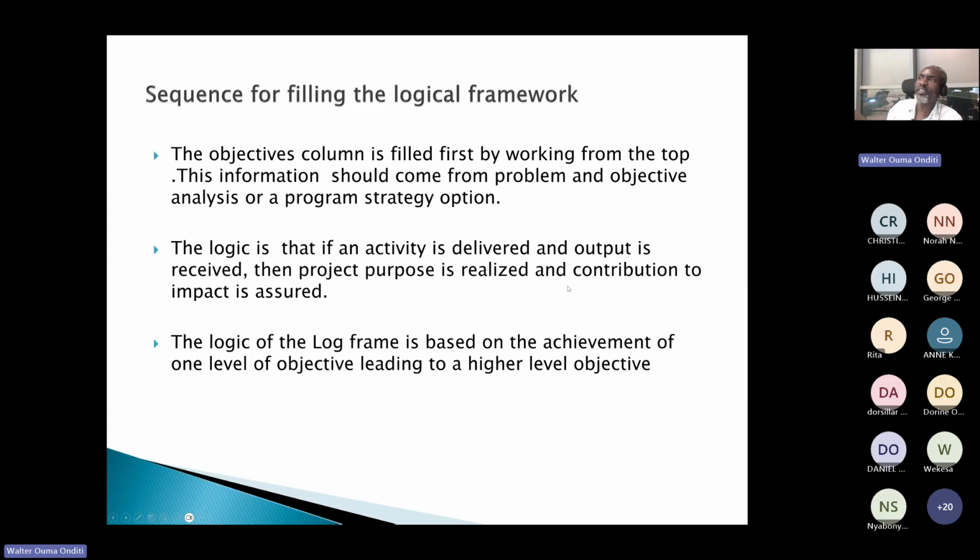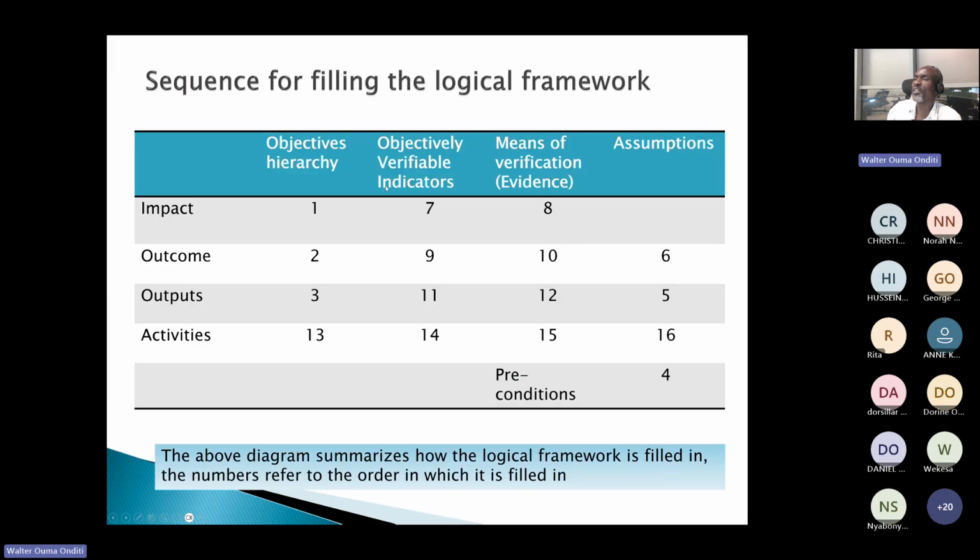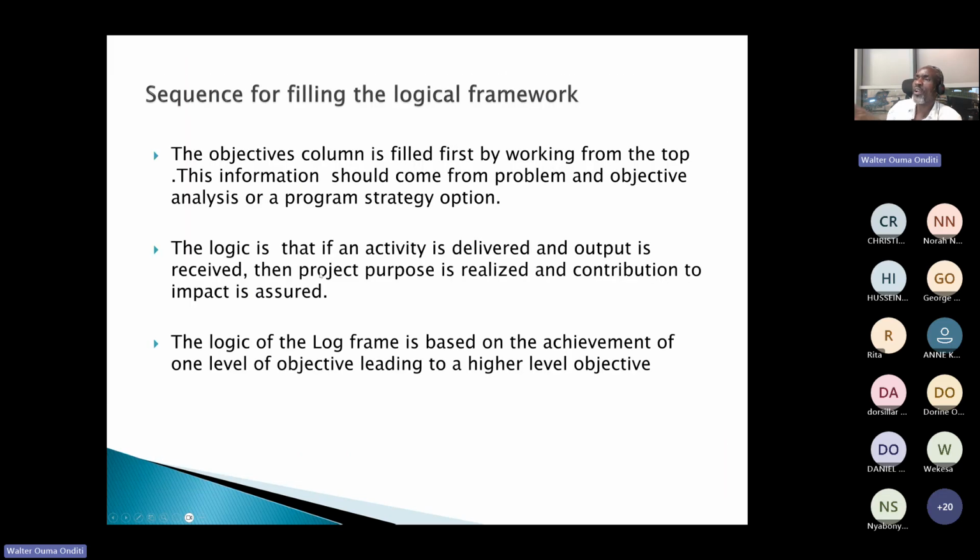So the objective column is filled first by working from top. And you had seen that. Let me go back again. This is what I said, the 1, 2, 3, 4. The objective column is filled first by working from top. This information should come from problem and objective analysis or a program strategy option. We talked about it. The logic is that if an activity is delivered and output is received, then the project purpose is realized and contribution to impact is assured.